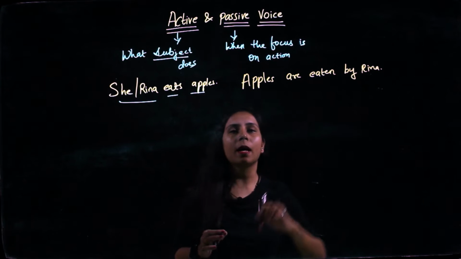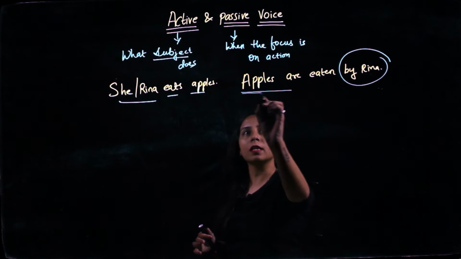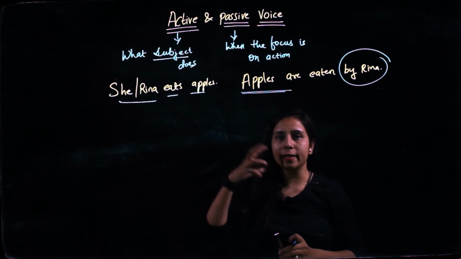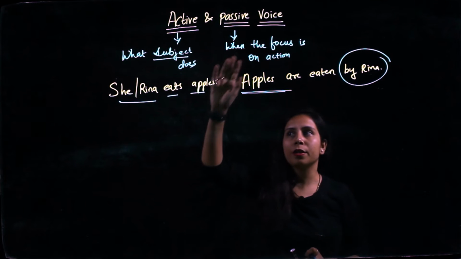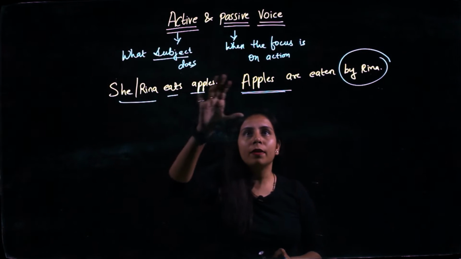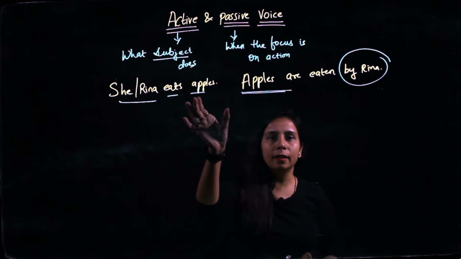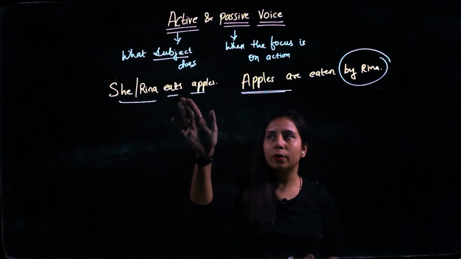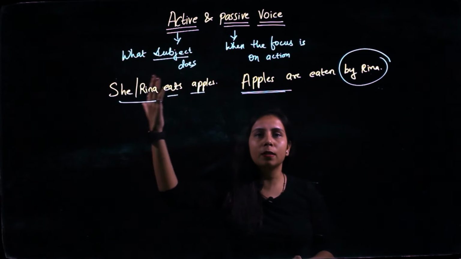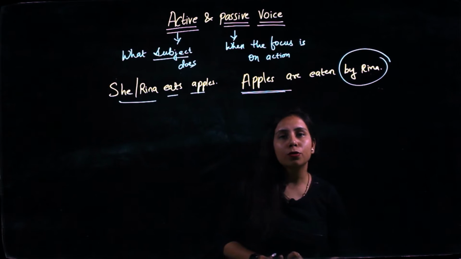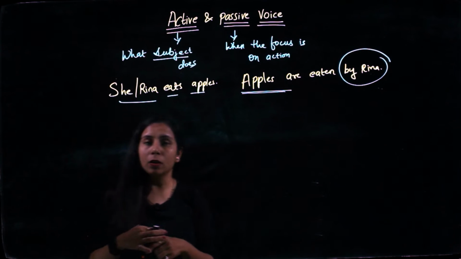So now what has happened? The subject has gone to the end. The focus is on what is happening, what she is eating. The second noun has become the priority in the passive voice. So when we talk actively and when we talk passively, the focus changes from the first noun to the second noun. The first noun is Reena, the second noun in the sentence is apples. So the focus has changed to the apples now. This is what happens when we want to talk actively or passively, depending on the scenario.